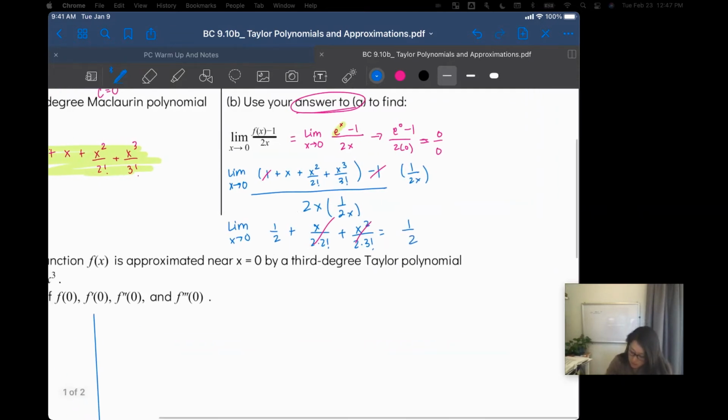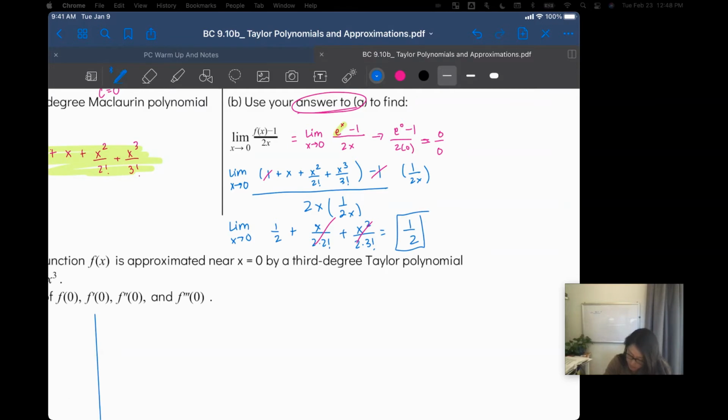Okay, so if I had applied L'Hopital back here, let's just verify that this is all true, that it all works with each other.